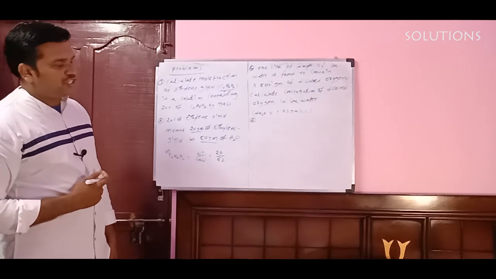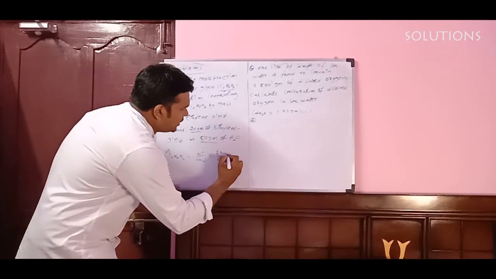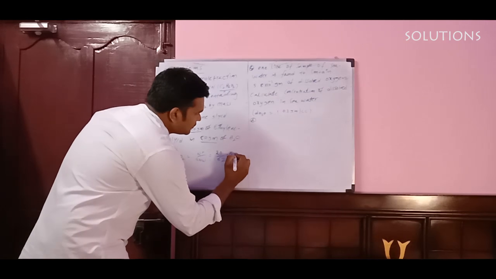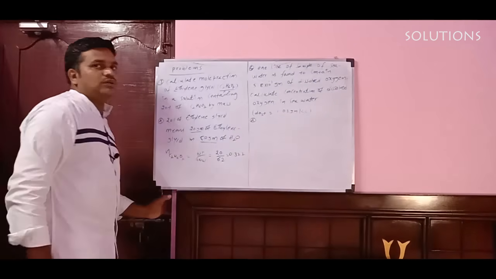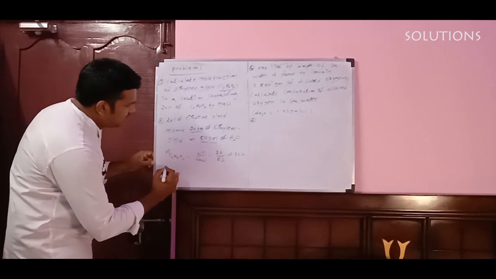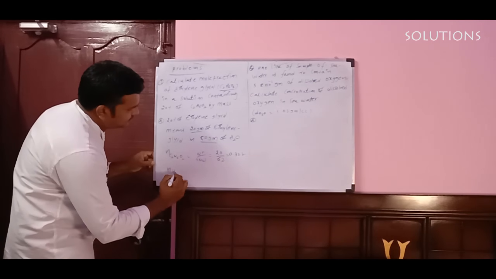So what I got here is 20 by 62. If you simplify 20 by 62, what will you get? 0.322. This is the number of moles of ethylene glycol.